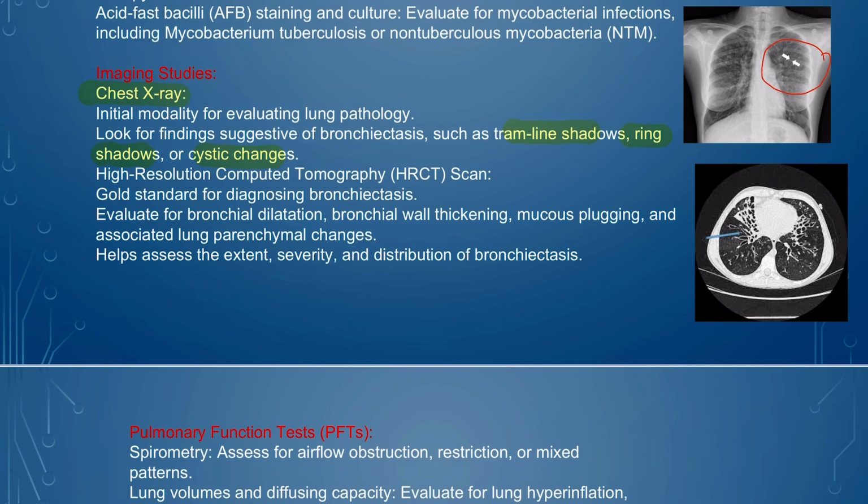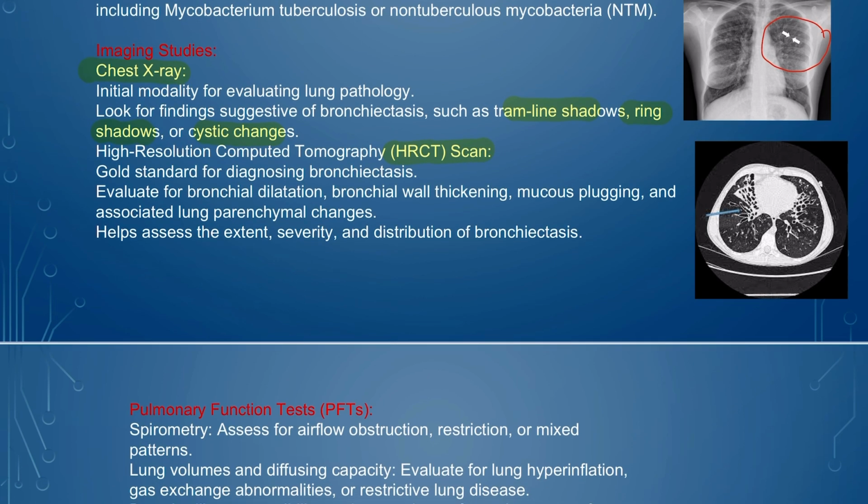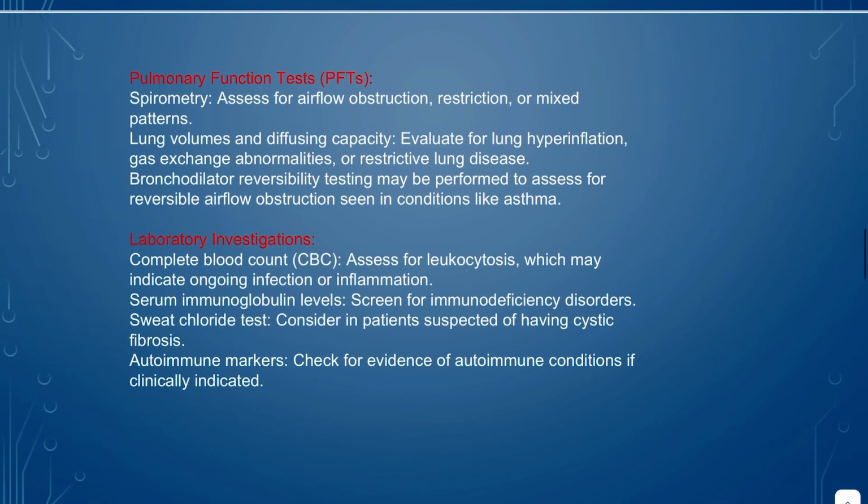High-resolution CT scan is the gold standard for diagnosing bronchiectasis. It evaluates bronchial dilatation, bronchial wall thickening, mucus plugging, and associated lung parenchymal disease. It also helps to assess the extent, severity, and distribution of bronchiectasis. We also want to do lung function tests like spirometry, which assesses for airflow obstruction, restriction, or mixed patterns, and lung volumes and diffusing capacities to evaluate for hyperinflation, gas exchange abnormalities, or restrictive lung disease.